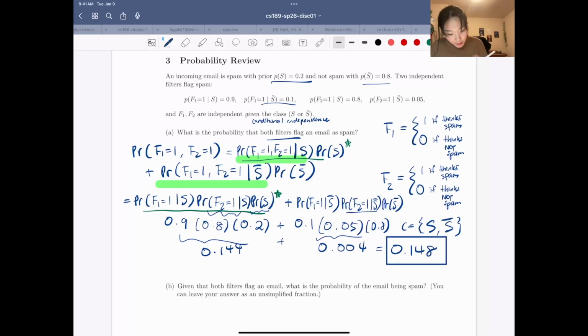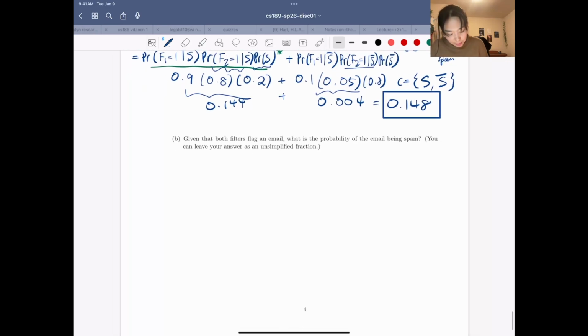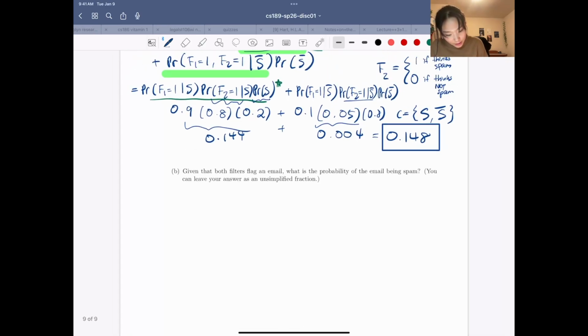So the probability that both filters flag an email as spam is 0.148. We don't know what the email actually was. All we know is the fact that both filters flagged it as spam. Great. So moving on to part B, it says, given that both filters flag an email, what is the probability of the email being spam?